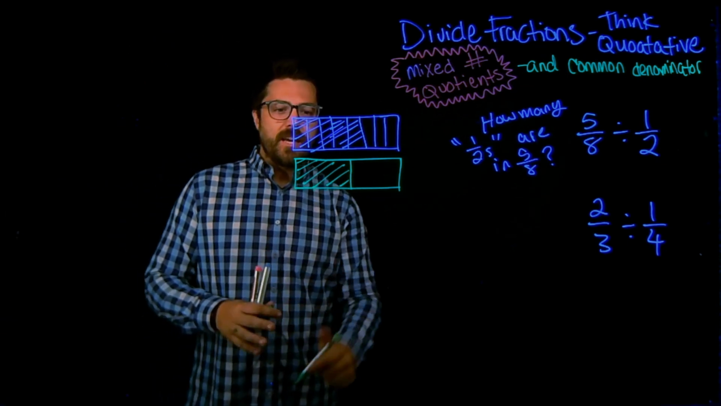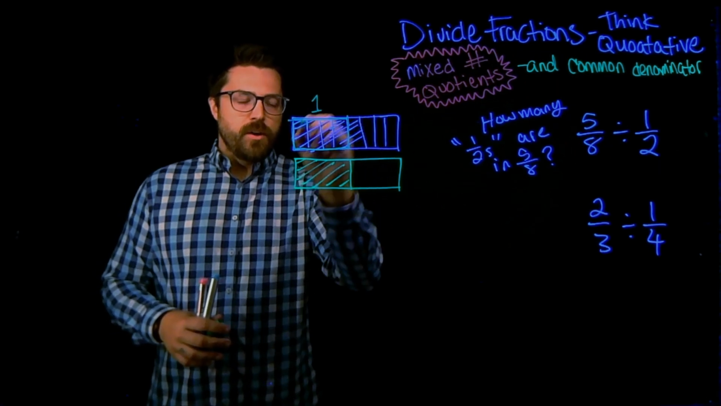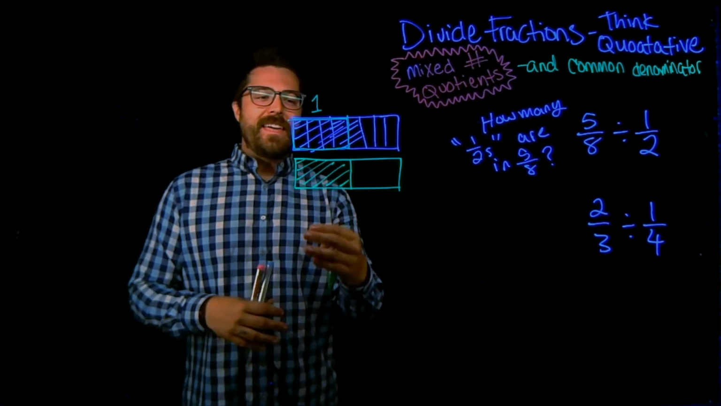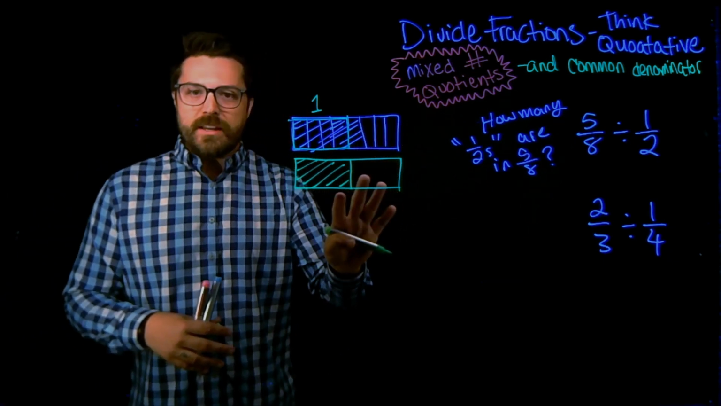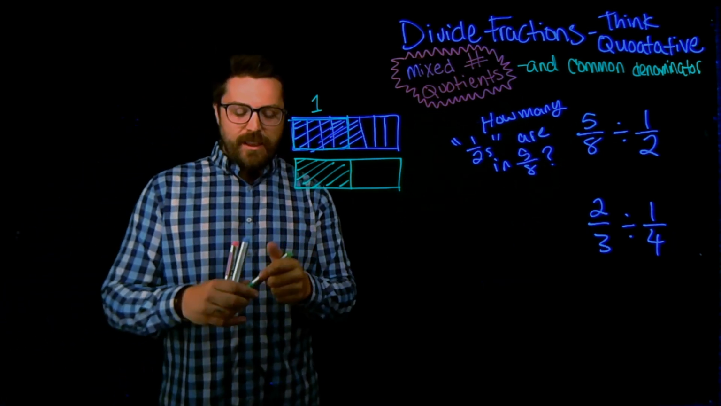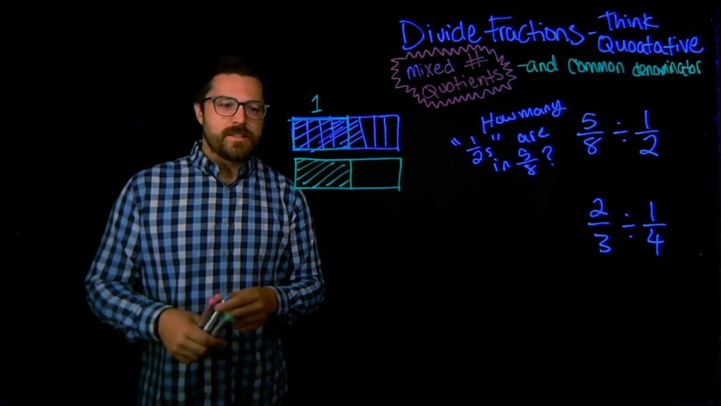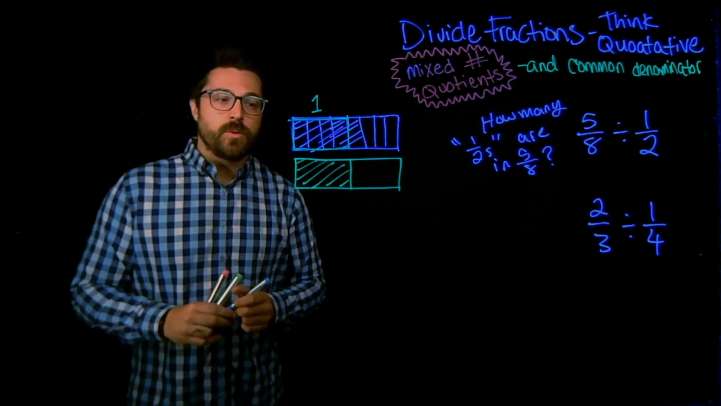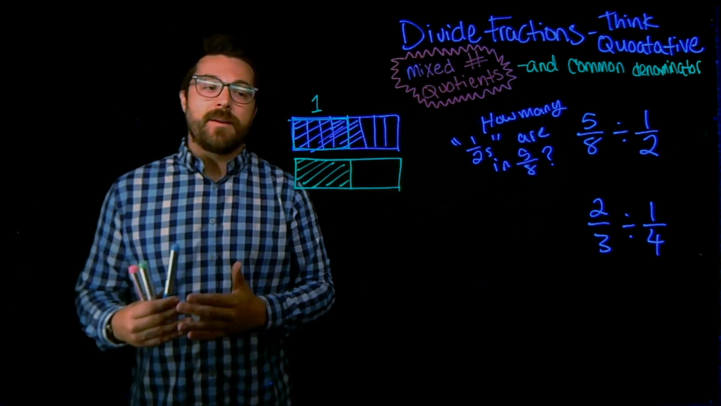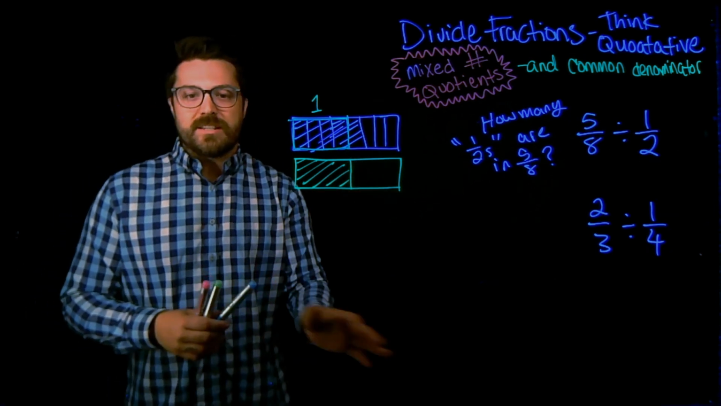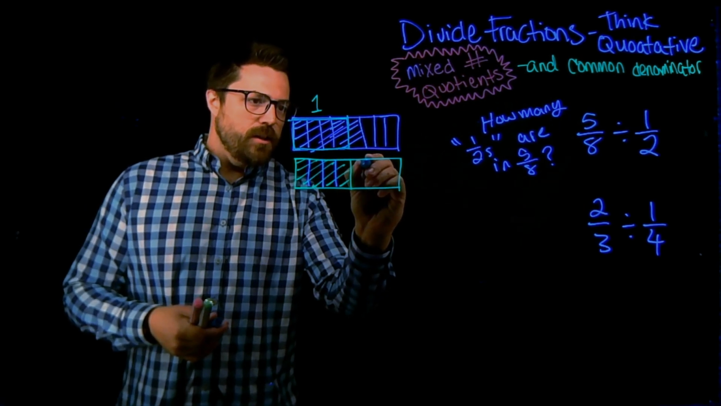Then I can already see there's at least one. I do have one whole half in the 5/8, but I got a little bit left over. I have this leftover piece. And to figure out how to represent that leftover piece, just like when we were thinking about whole number quotients, it's going to be a little easier to see and to interpret if both of these are partitioned into the same number of pieces. So instead of thinking of this as halves now, I want to also think of this one as eighths.